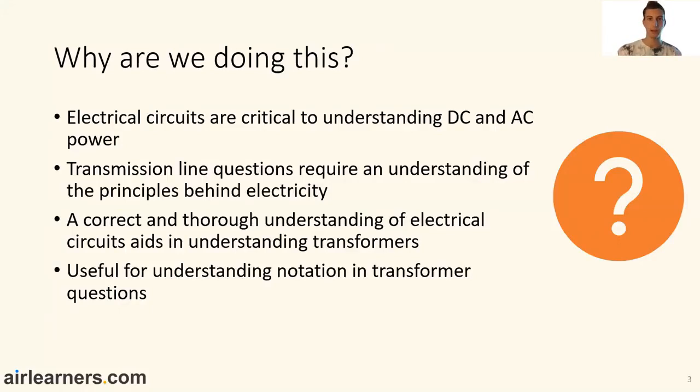So why are we doing this? Well, we need to understand each of the 4 key elements, so voltage, power, current and resistance, to understand DC and AC power, pretty much. We're going to need to use this knowledge when we come to transmission lines and transformers, and we need to make sure that we understand that. Otherwise, we don't really have much of a hope for the rest of this area of study.